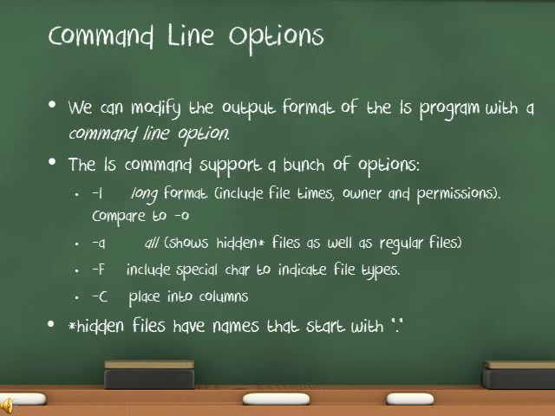Command line options. We can modify the output format of the ls program with a command line option. The ls command supports a bunch of options. -l, long format, includes file times, owner and permissions, compared to -o. -a shows hidden files as well as regular files. -F includes a special character to indicate file types. -C places output into columns. Hidden files have names that start with a dot.